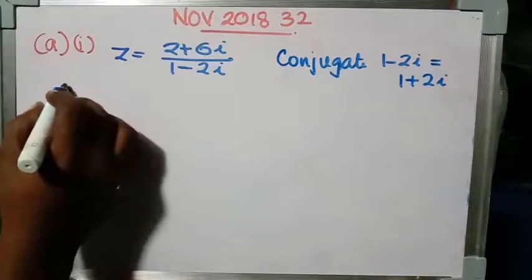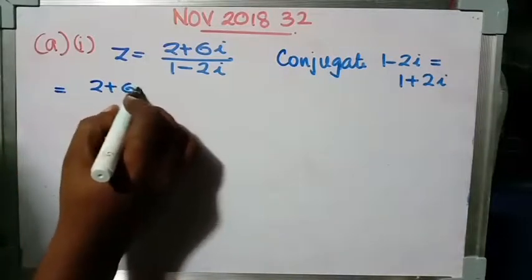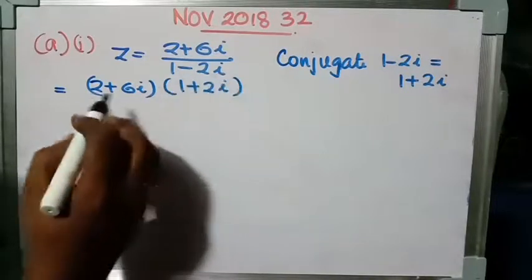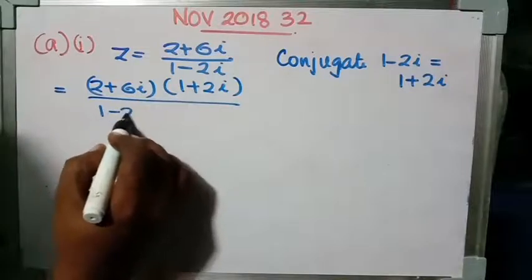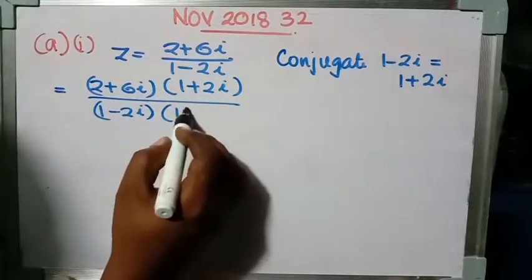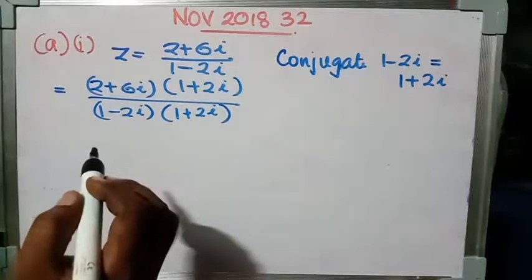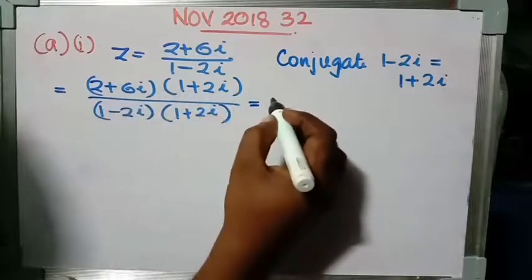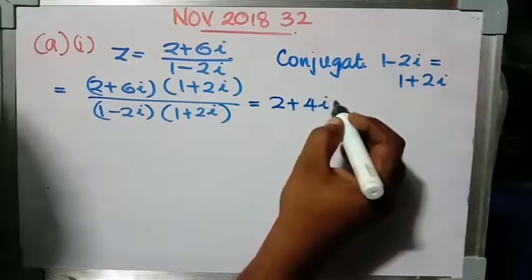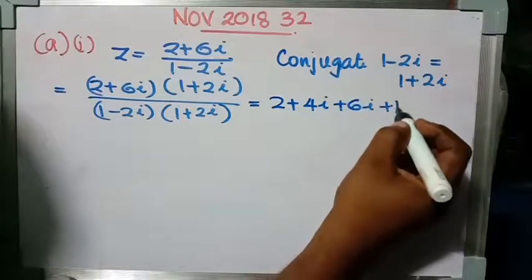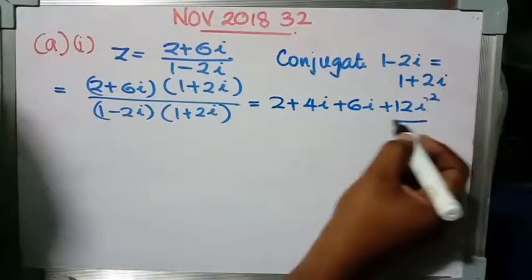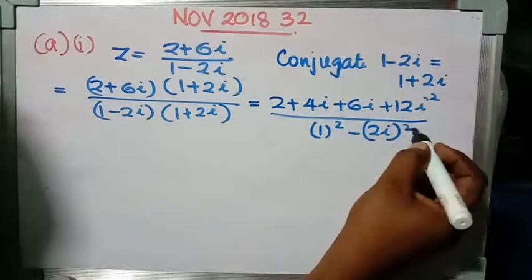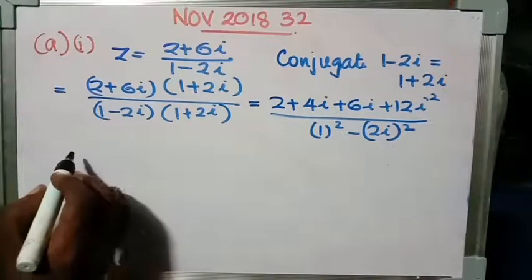So we get 2 plus 6i into 1 plus 2i, which is the conjugate of 1 minus 2i, divided by 1 minus 2i into 1 plus 2i. That is equal to, when you expand the bracket, 2 plus 4i plus 6i plus 12i squared, the whole divided by 1 squared minus (2i) squared, in the form of a squared minus b squared.